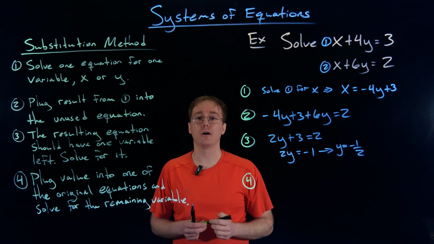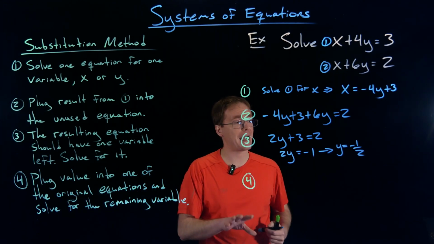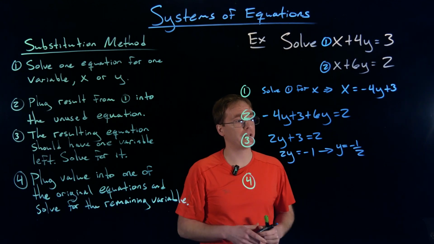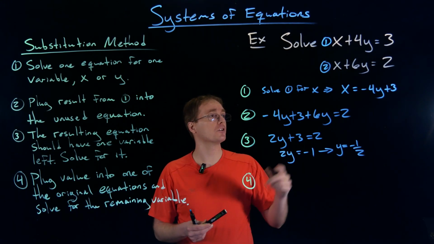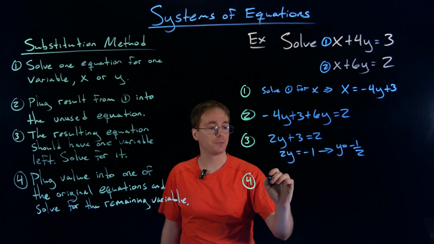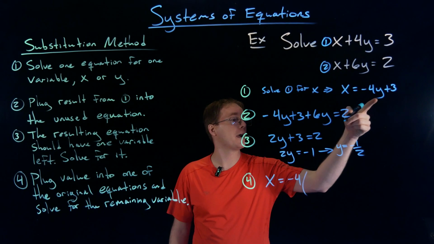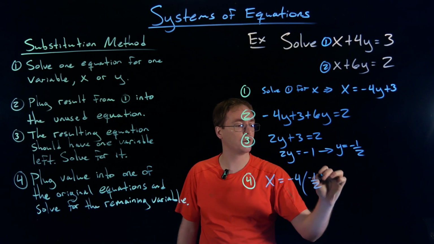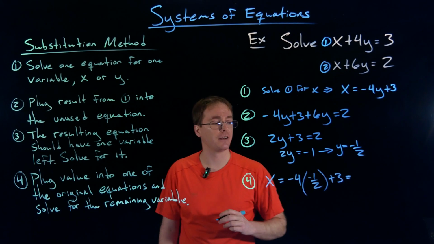So now we're ready to move on to the final step of the substitution method, what we're calling step 4, and that's where we back substitute. We know y is equal to negative 1/2. Now let's go and use that to find x. Well, in our earlier work, we saw that x was equal to negative 4 times our y value plus 3. So x is equal to negative 4 times our y value that we found just a second ago to be negative 1/2. If we add 3 to that, we'll get our x value.